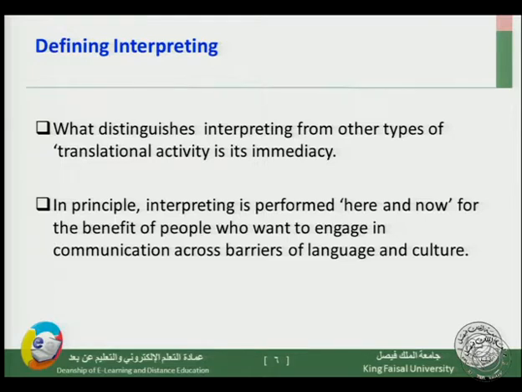So you need to really bear in mind that the main characteristic of interpreting is its immediacy, and it takes place here and now. Of course, you need to transfer what's happening in the other language. I mean, you need to really cross over the barriers of language and culture, not only language. We will talk about this in due course.